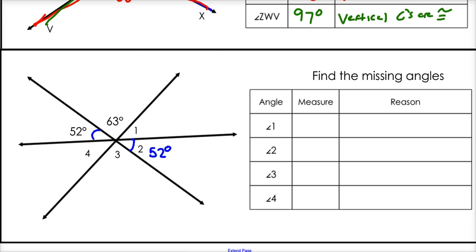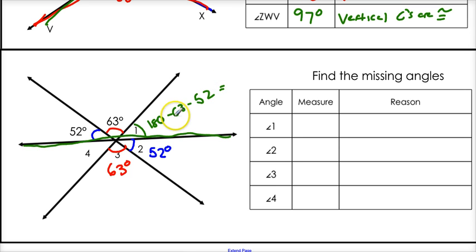We also know that these two right here are vertical angles. So 3 is 63 degrees. So we did the easy ones first. If they're across, then we know they're, if they're vertical angles, then we know they're congruent. Now, how are we going to find 1 and 4? Well, what we could do is, we know that this is a straight line. See? And since that's a straight line, we know these three angles are going to have to add up to 180. So to find angle 1, I just do 180 minus 63 minus 52.